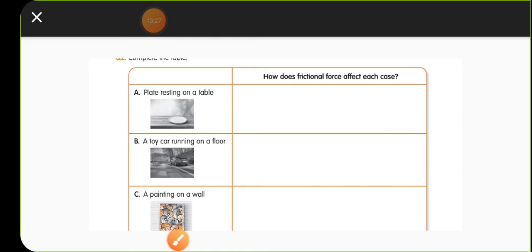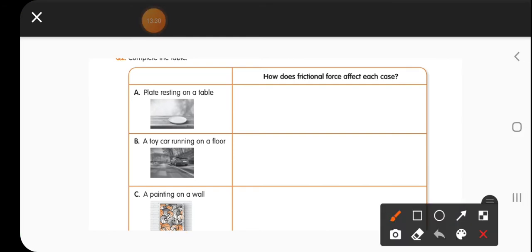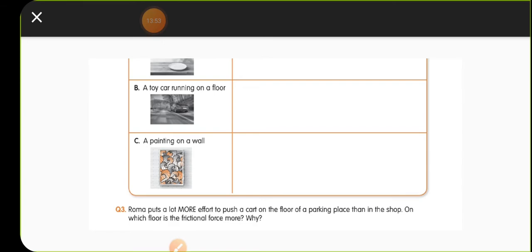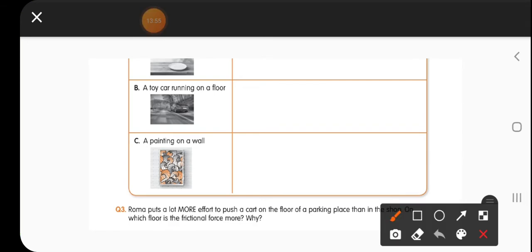Now in the second case, a toy car running on a floor. In this case, the frictional force is acting in the opposite direction of the toy car, which resists the car from moving. Here you won't see the interlocking. Which resists means stops the toy car. Now the third case, a painting on a wall. Due to frictional force, that is due to the interlocking between the painting and the wall, the painting can be held on the wall.